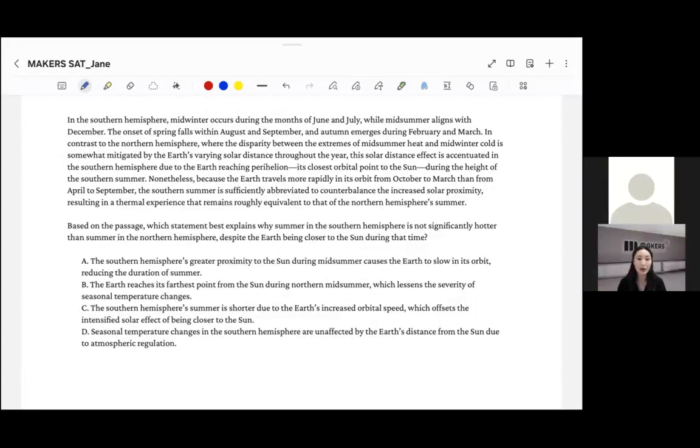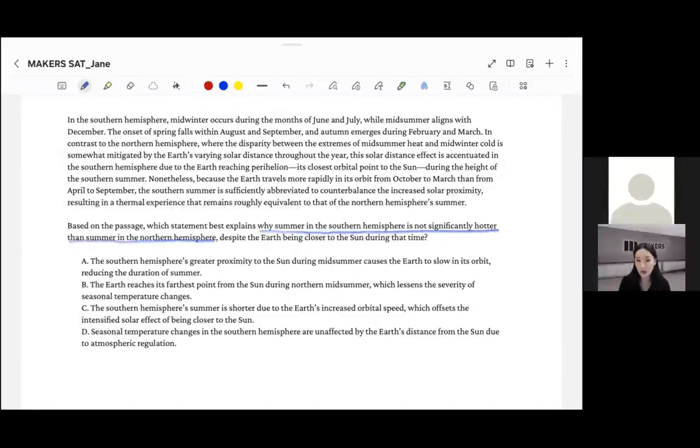So this is a really long passage, so let's take a look at the question. Based on the passage, which statement best explains why summer in the southern hemisphere is not significantly hotter than summer in the northern hemisphere, despite the Earth being closer to the sun during that time? So this is a detailed question.